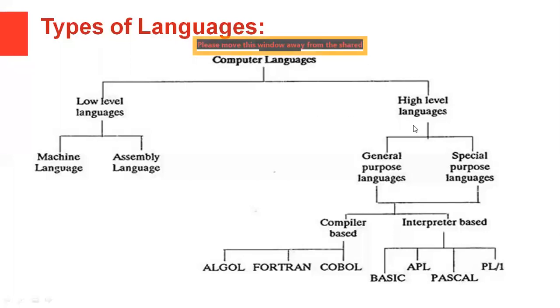Coming to high level languages, here we have two types. The first one is general purpose languages, and the second one is special purpose languages. What is the difference between general purpose languages and special purpose languages? Special purpose languages are very specific and offer the necessary abstractions and notations.